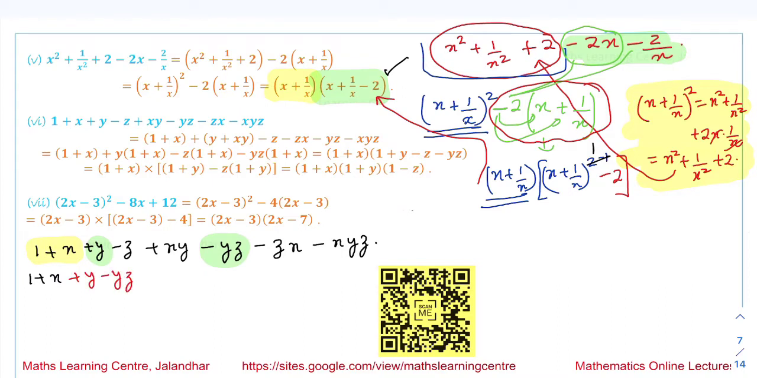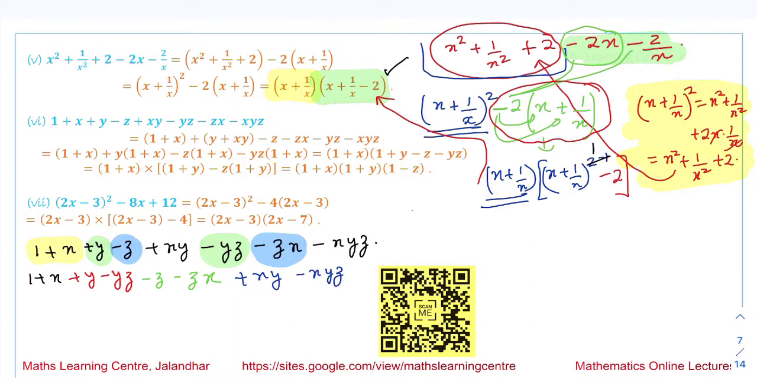Now the next grouping we are making is minus z with minus zx, because xy does not contain z. So the next element is minus z minus zx, and what we are left with now is plus xy minus xyz.